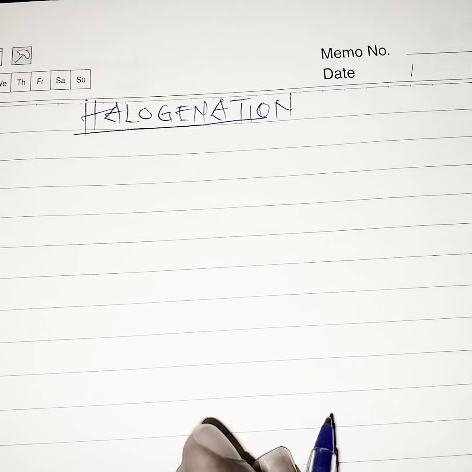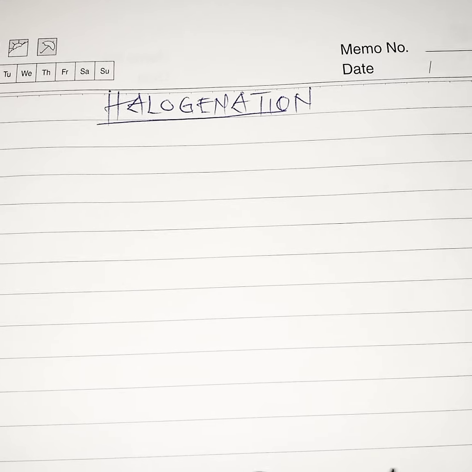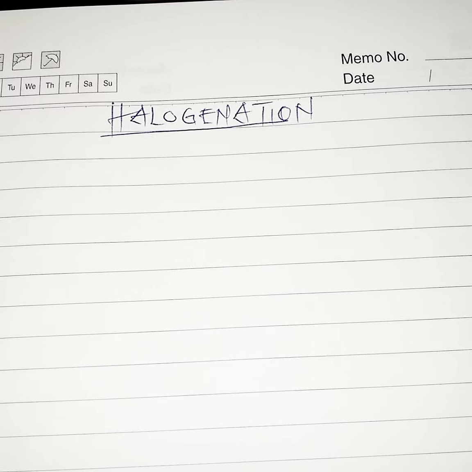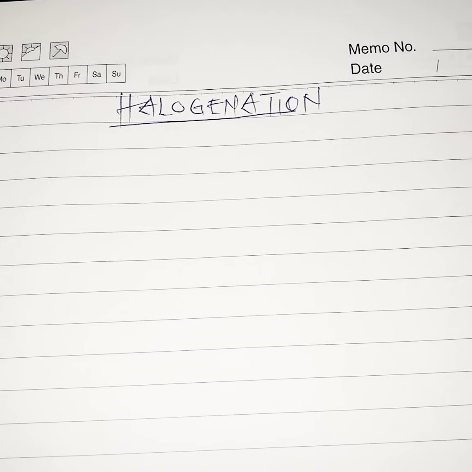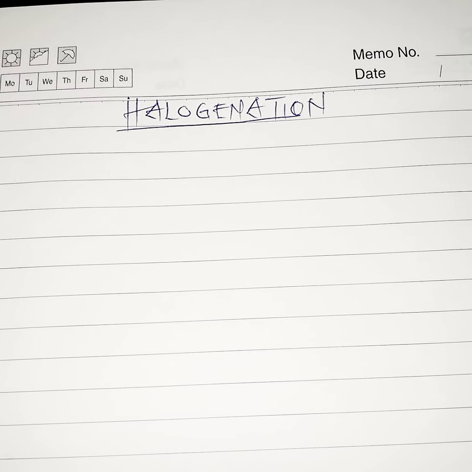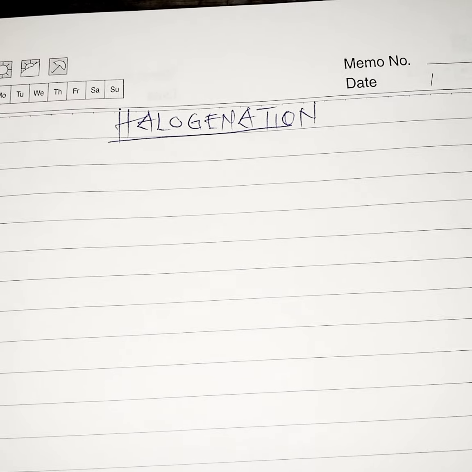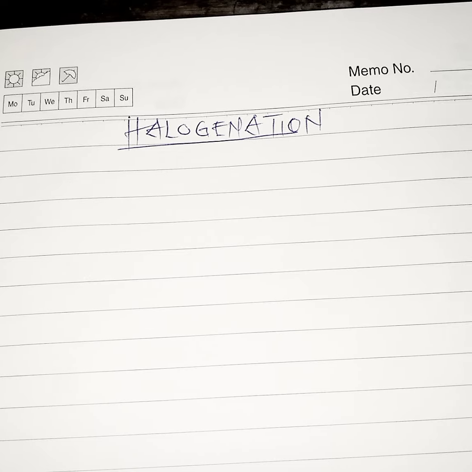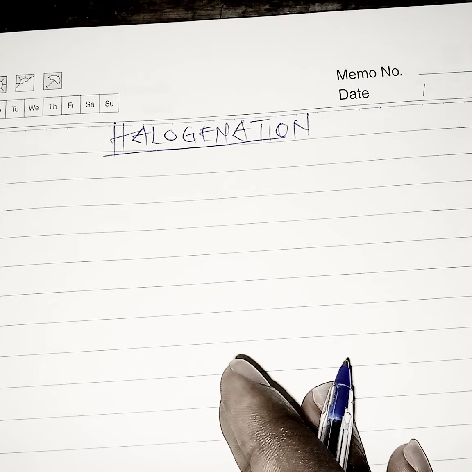Today we'll be talking about a halogenation reaction. A halogenation reaction is just adding a halogen to a compound, and such a mechanism will result in forming a vicinal dihalide.